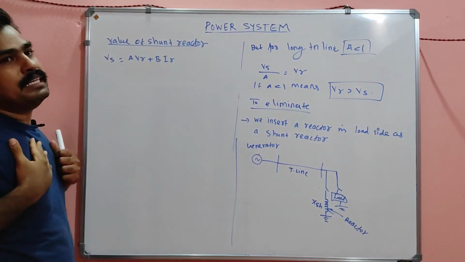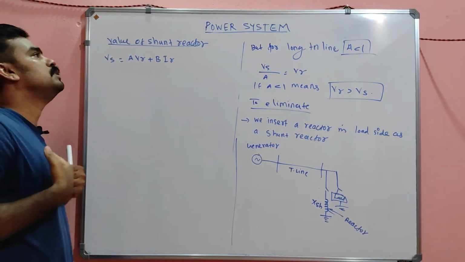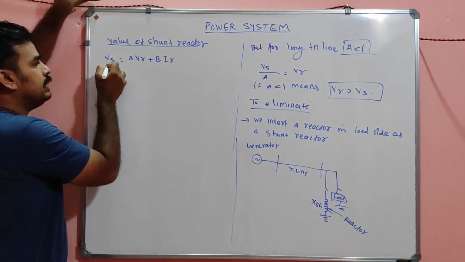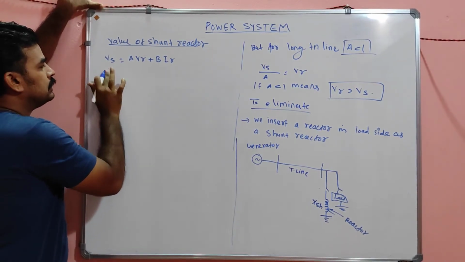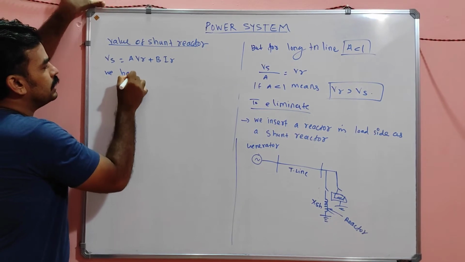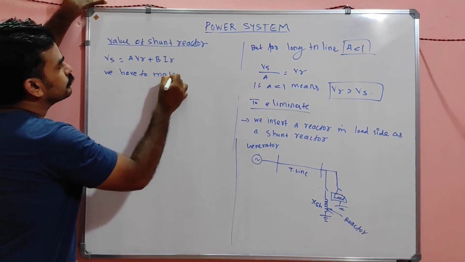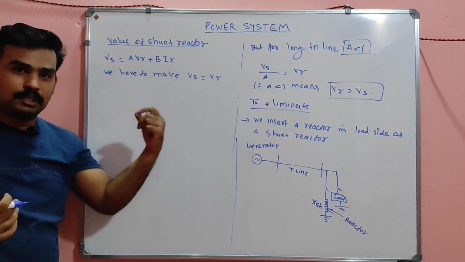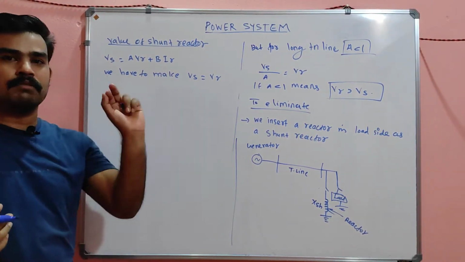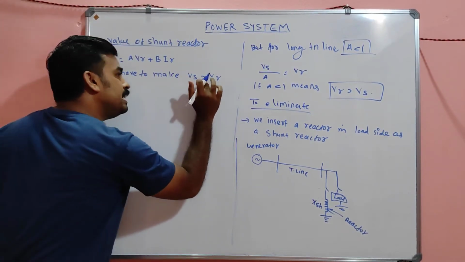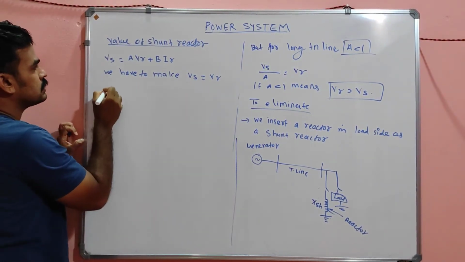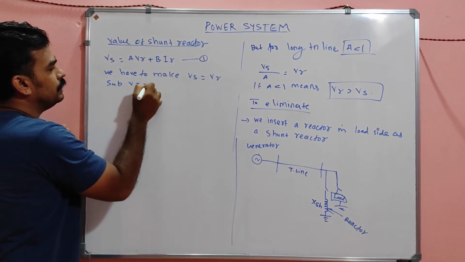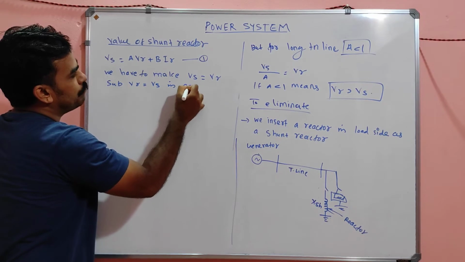So our aim is what? We have to make Vs equal to Vr. Am I right? Vs equal to Vr, it is the ideal case. For making this, my dear, substitute Vr equal to Vs in equation number 1.